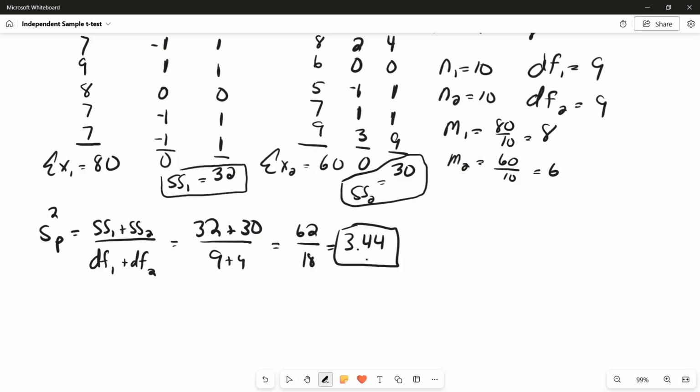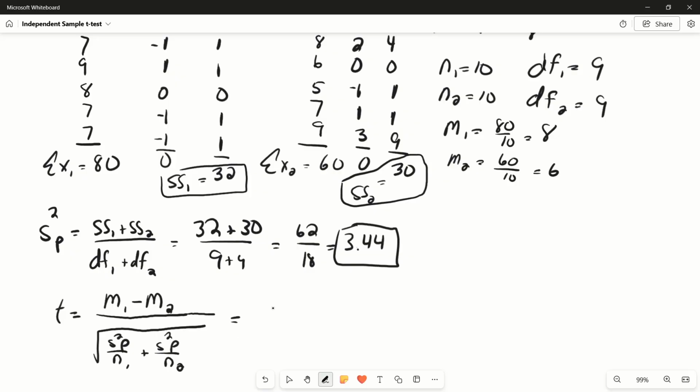Now that I have this, I can calculate T. So T is equal to mean 1 minus mean 2, mean of group 1 minus the mean of group 2, divided by the square root of the pooled variance estimate over N1 plus the pooled variance estimate over N2. Sample size 1, sample size 2. So we have our two means. 8 minus 6 goes on the top.